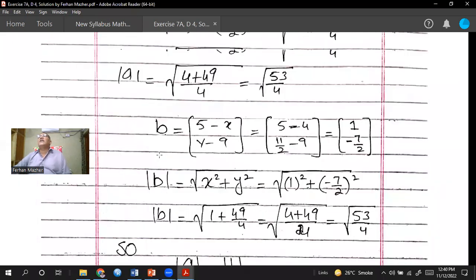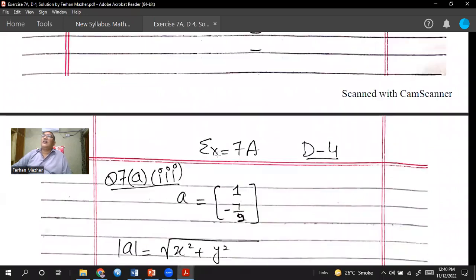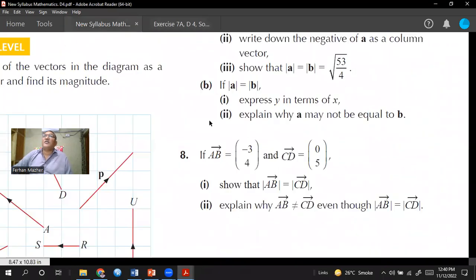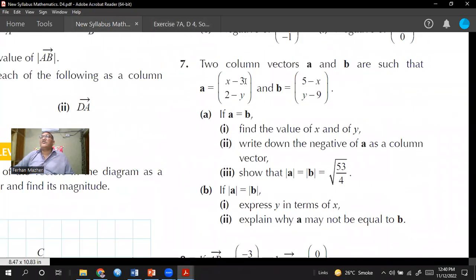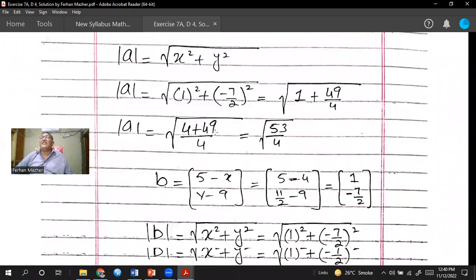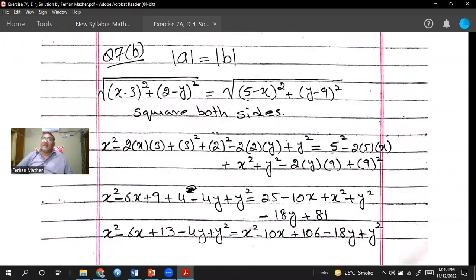Where is A? Let me show. A is equal to (x minus 3, 2 minus y), and B is (5 minus x, y minus 9). Their magnitudes are equal. So the square root of (x minus 3) whole square plus (2 minus y) whole square will be equal to the magnitude of B, which will be the square root of (5 minus x) whole square plus (y minus 9) whole square. So we will square both the sides.